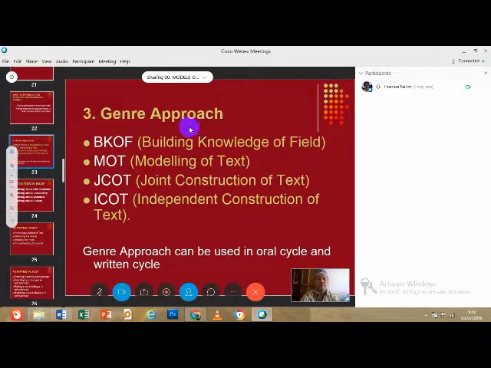3. General approach. The first one is BKOF, in brackets, building knowledge of a field. Second, MOT, modeling of text. 3. JCOT, joint construction of text. And ICOT, independent construction of text.